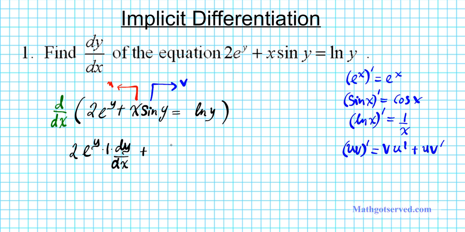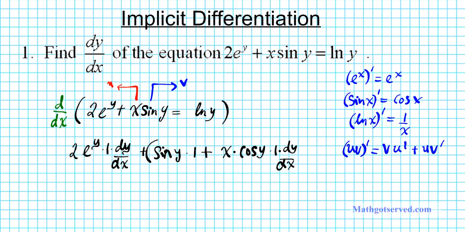All right, so let's go ahead and do that here. We have v, which is sin y, times u', the derivative of x, which is just 1, plus, let's put a parenthesis here, u, which is x, times the derivative of sine. The derivative of sine is cosine, so it's cos y. The derivative of y is 1. Since we're differentiating with respect to x, we have to add the dy/dx.